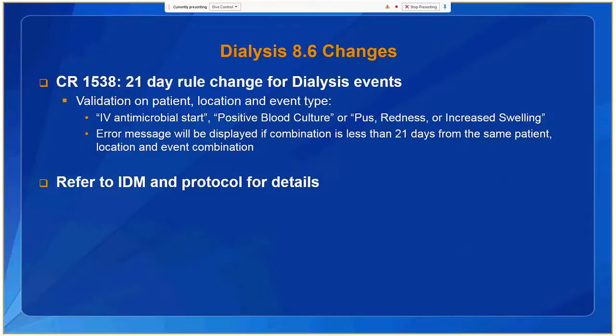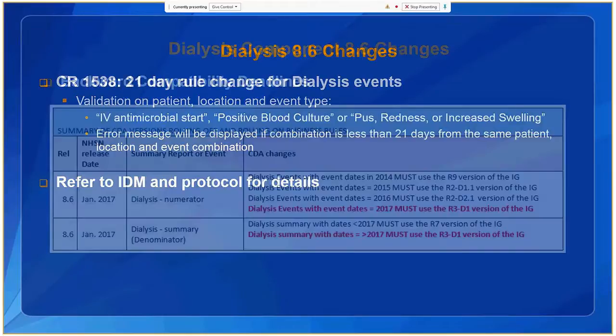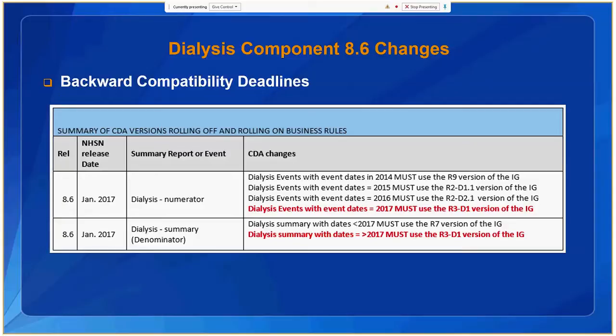There's also the 21-day rule that has been implemented for dialysis events. So it will be validation on patient, location, and event type. And it's based on the IV antimicrobial start, positive blood culture, or the pus, redness, or increased swelling. So an error message will be displayed if the combination is less than 21 days from the same patient, location, and event combination. So whether you enter it manually or by CDA import, you should get the same error message. And refer to the IDM and protocol for details. Next slide.